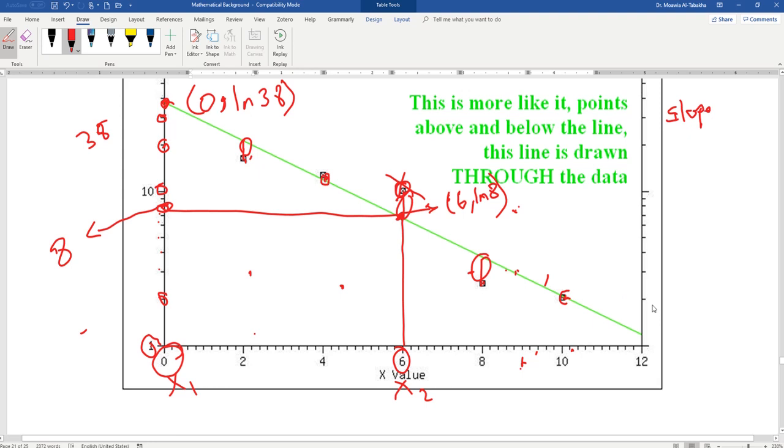What is the slope equal to? It's equal to y2 minus y1. What is y2? y2 is ln 8. So ln 8 minus ln y1, which is 38, divided by x2 minus x1. This is x2, which is 6, minus x1, which is 0. Let's see what we get.